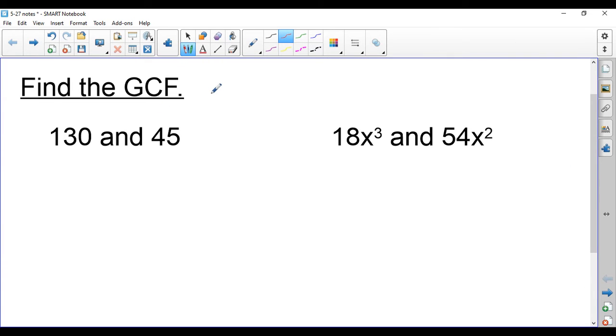When you find the GCF, remember GCF stands for greatest common factor. Greatest means largest, common means that it's in all of them, and factor is something that divides into a number or exponent. So I have 130 and 45. I need to find the largest number that I can divide into both of those. In order to do that with a problem like this, I'm going to make a factor tree. 130 is 13 times 10. 10 is 2 times 5. I find the prime factors. 13, 2, and 5 are all prime numbers. And I stop there.